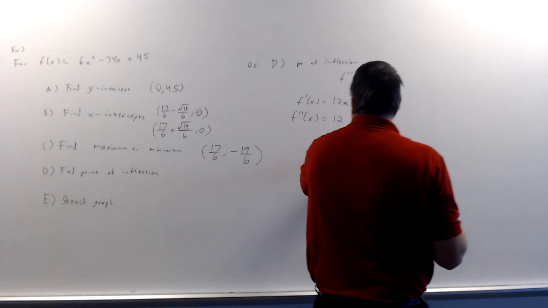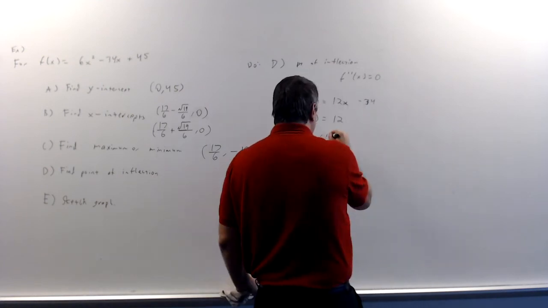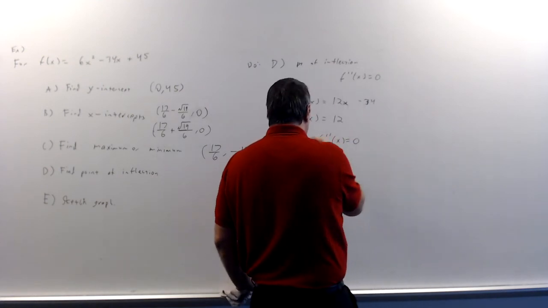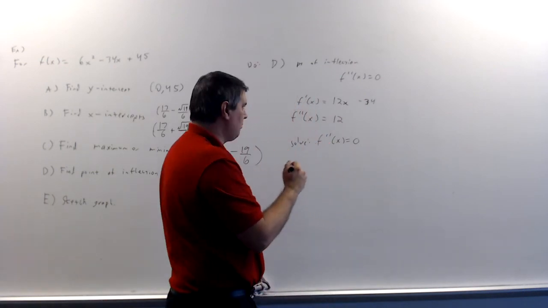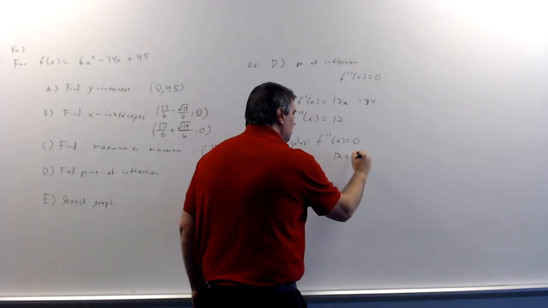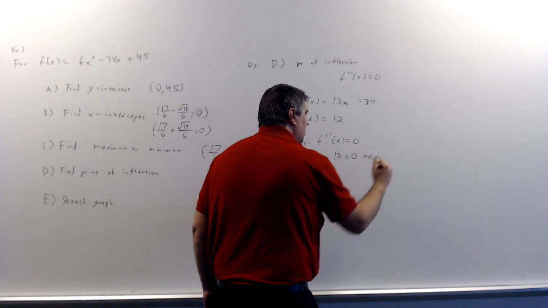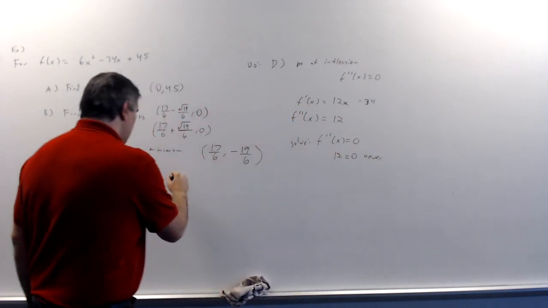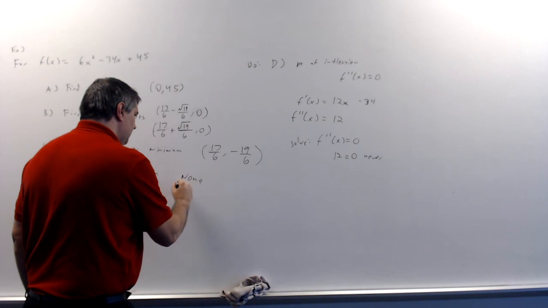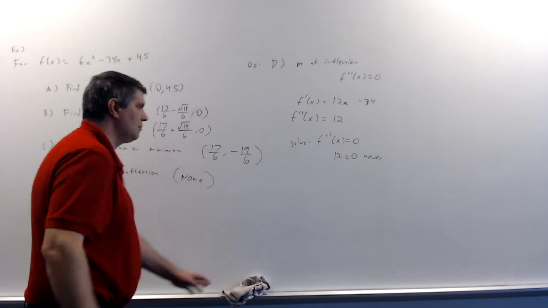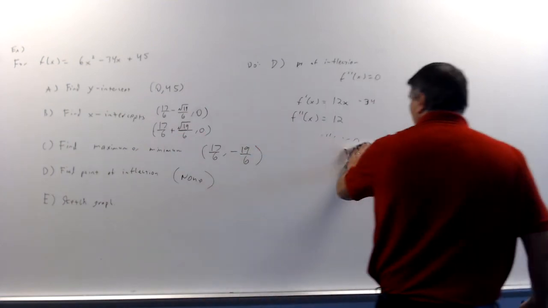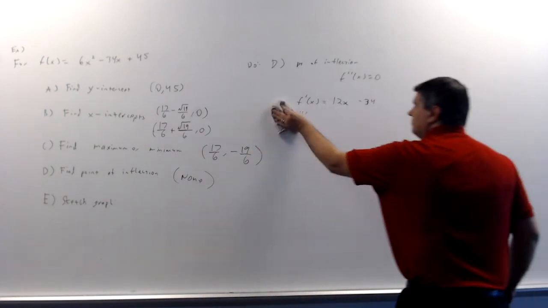So I'll rephrase it. Solve f double prime of x equals 0. Well, 12 equals 0. Never. So what does that mean? There's none for this one. So now we're ready to move on to the graph.